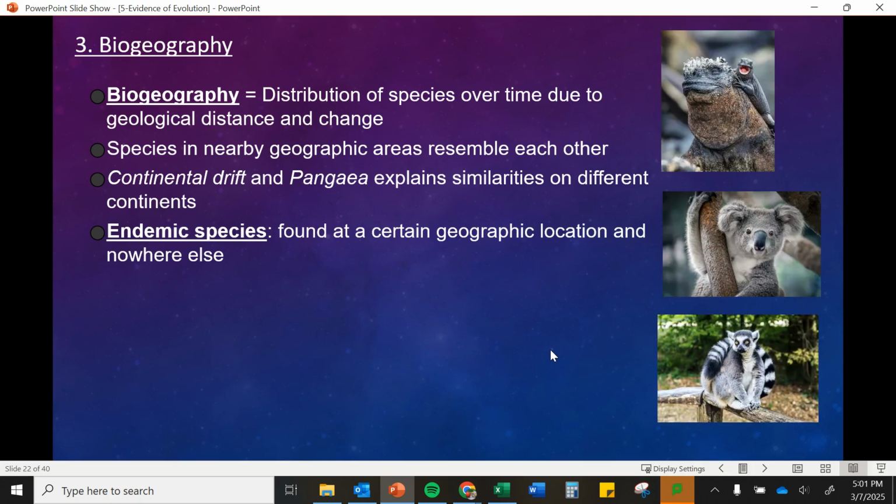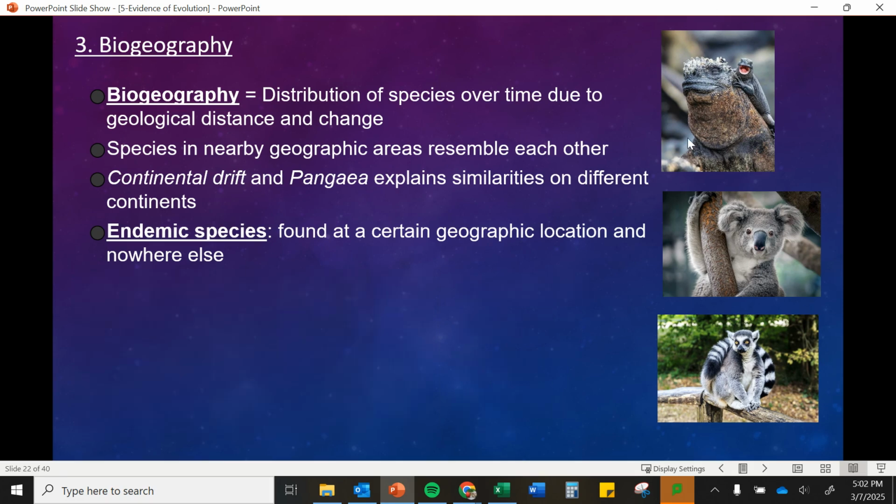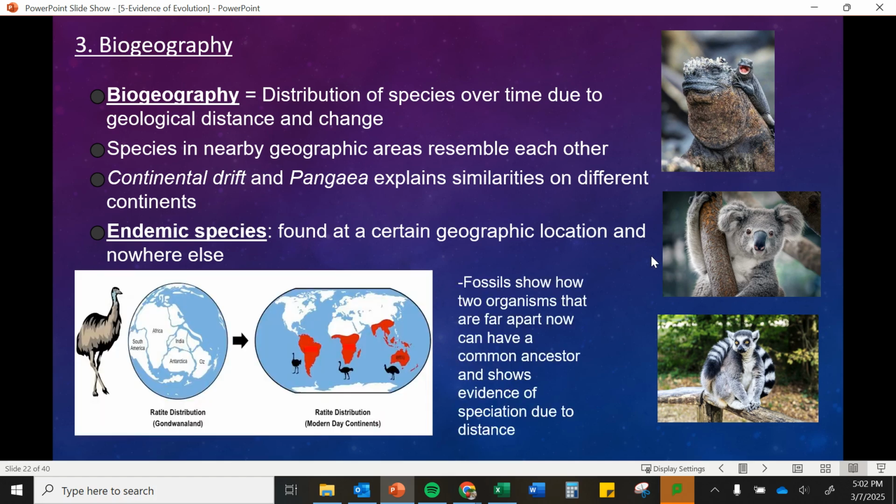Examples of endemic species are koalas in Australia, iguanas that are found in the Galapagos Islands, found there and nowhere else, or ring-tailed lemurs on Madagascar. These are examples of endemic species. But because they're located in that area, we might have other organisms that are similar.